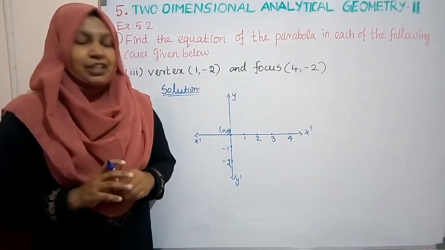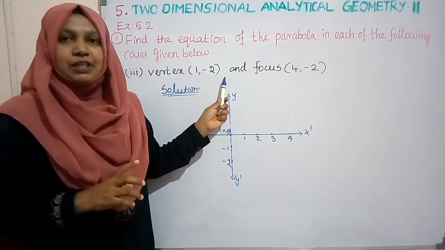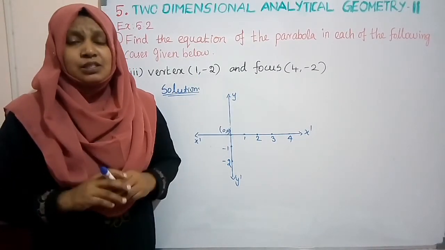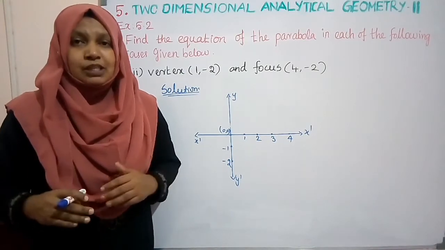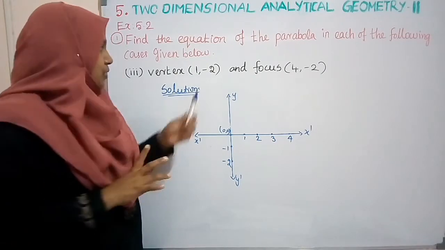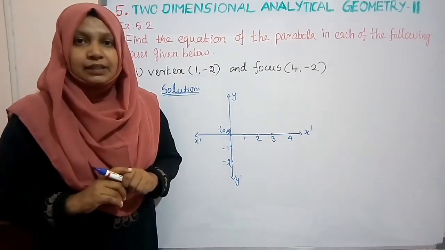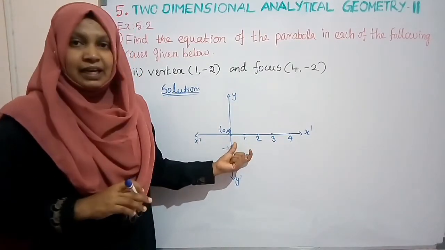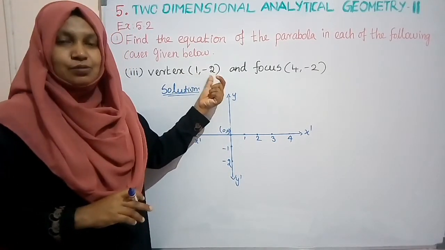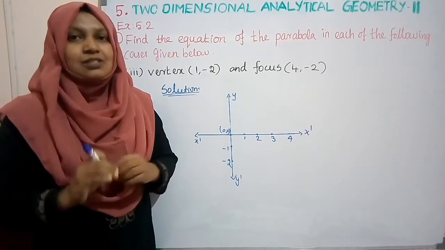Now subdivision 3, they are given vertex 1, minus 2 and focus 4, minus 2. So in this question they have not given whether the parabola opens upwards, rightwards, leftwards, nothing. Using these 2 points we have to find that. For that I draw a graph here. We have to draw just a rough diagram.